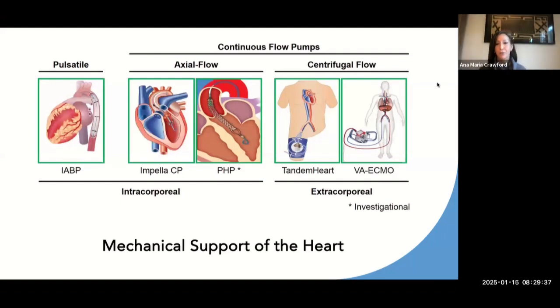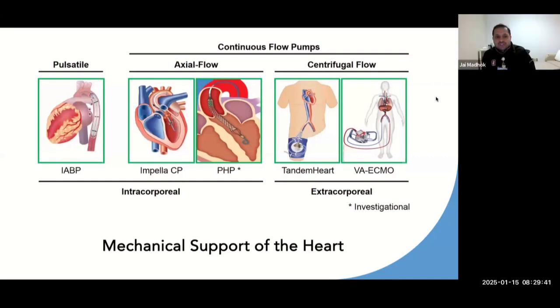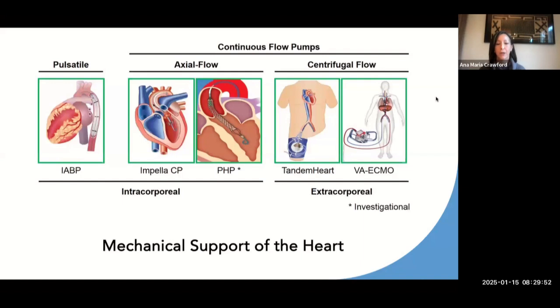Can I ask you which of these you use in your unit? We use the balloon pump, the Impella devices, and veno-arterial ECMO. The tandem heart we have used sometimes, but it's not so common. But we use all of them. Dr. Banguti, which of these devices have you seen used in your settings?